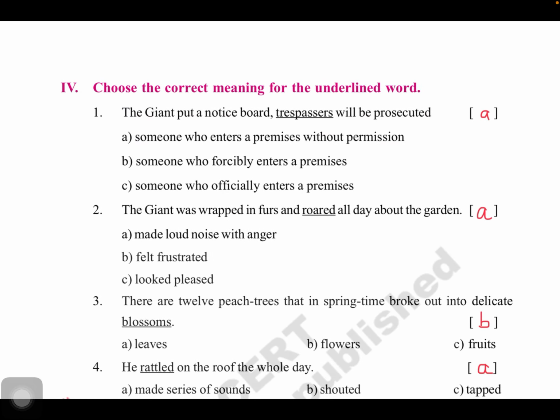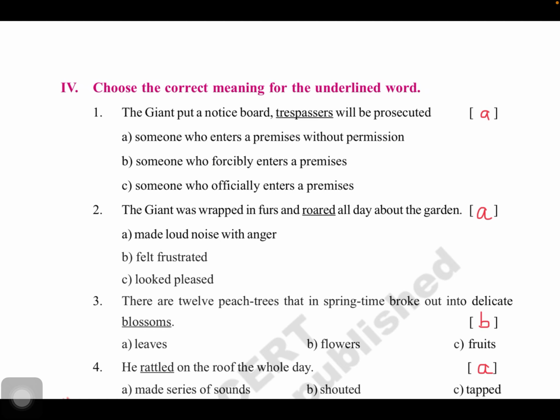Now let us look at the next exercise. Already many of you have answered this in your objective test. Very good, very well done. Just look at this exercise. The giant put up a notice board: Trespassers will be prosecuted. So what is trespassers over here? It means someone who enters a premises without permission. Now the giant was wrapped in furs and roared all day about the garden. So what is roared? Roared is made loud noise with anger.